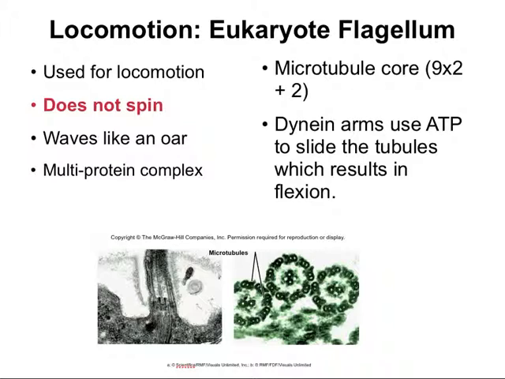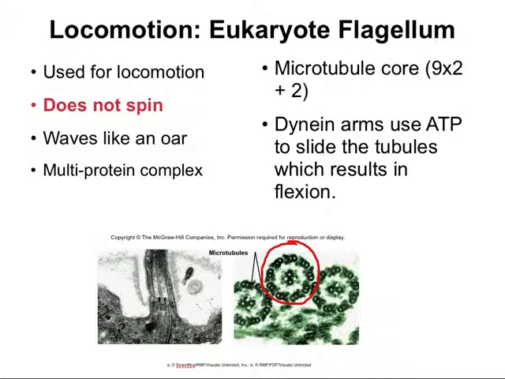Now, this flagellum is made of a microtubule core. And the microtubule core you can see exhibited down here in this figure. It comes in an arrangement of 9 pairs around the outside and 1 pair in the middle. We see this very same arrangement when we look into cilia. And they're powered by ATP, so it requires energy.